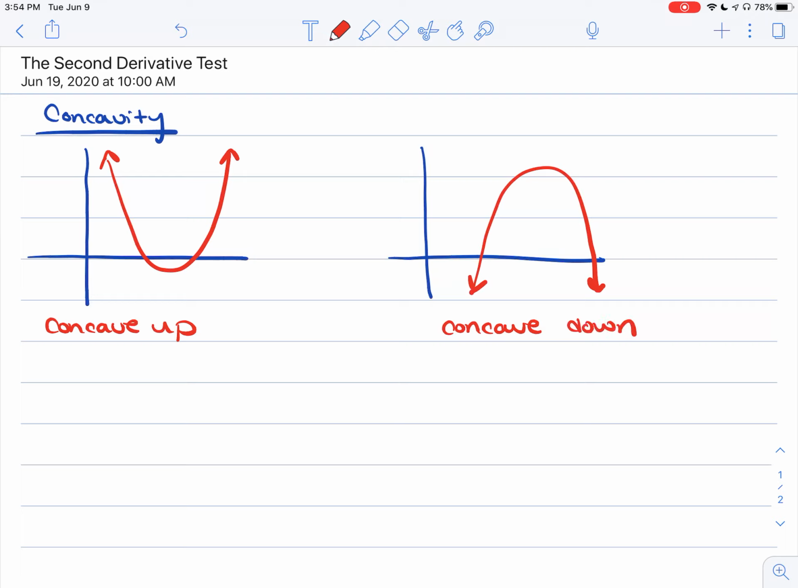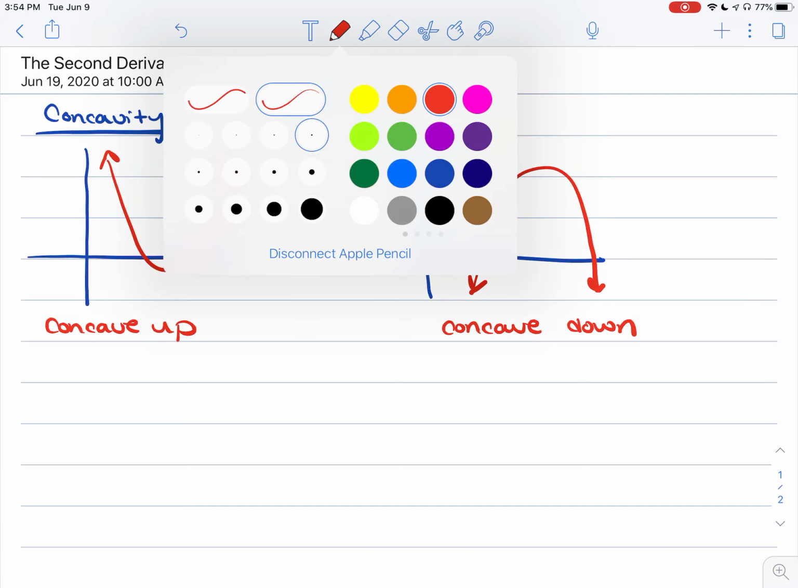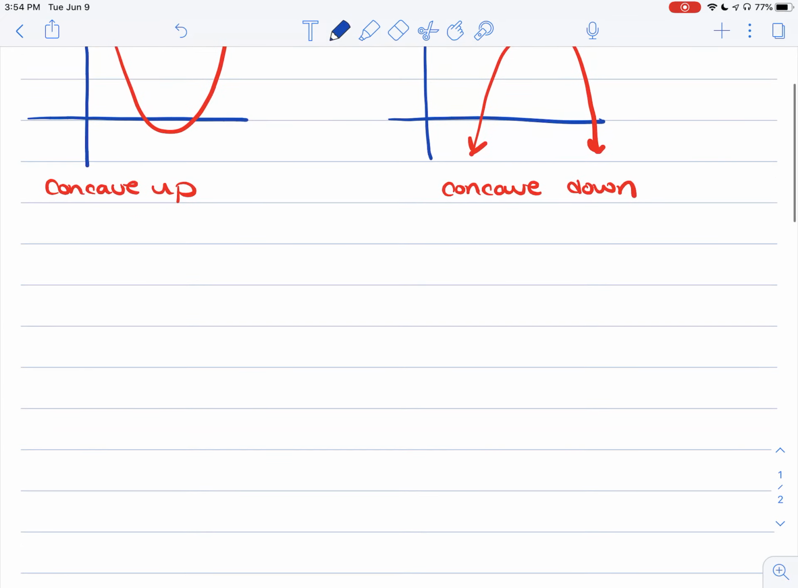Now, in the case of a parabola, the entire graph is either concave up or concave down. But in a lot of different graphs, you're going to have different pieces, some of which are concave up and some of which are concave down. And this is where our second derivative test is going to come in. It's going to help us figure out where a function is concave up and where a function is concave down. Okay, so let's look at what this test tells us.